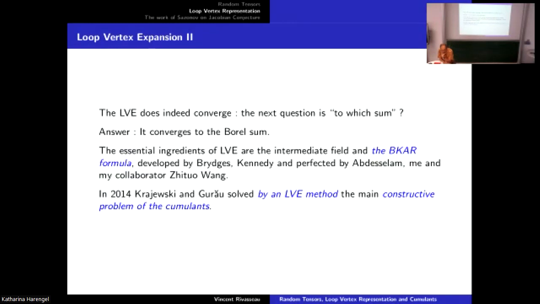In 2014, Thomas Krajewski and Razvan Gurau solved, with an LVE method, the main constructive problem of the cumulants. In their paper, I think the main constructive field theory of cumulants, but for an interaction limited to quartic.